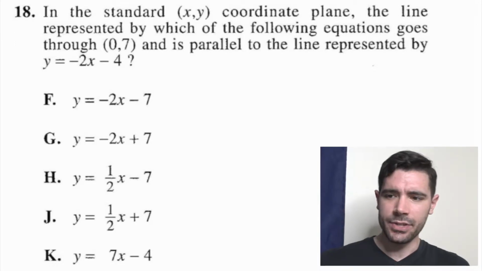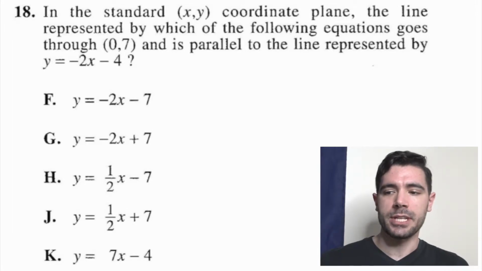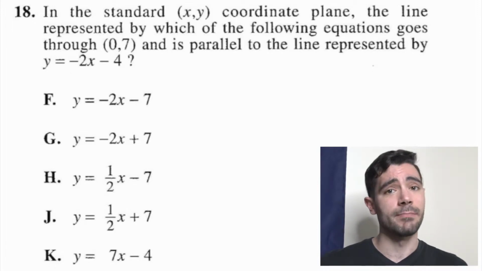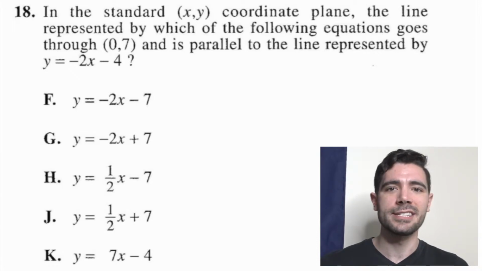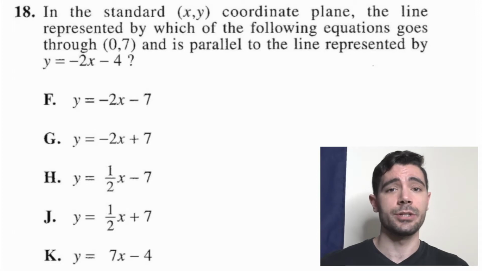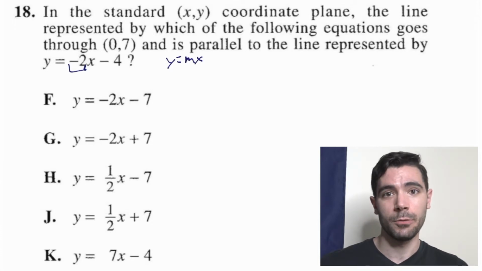It reads, in the standard XY coordinate plane, that is my favorite coordinate plane, the line represented by which of the following equations goes through (0, 7) and is parallel to the line represented by y equals negative 2x minus 4? Alright, talking about parallel lines. What do parallel lines have in common? Slope, right? That's how they do that fancy trick where they never intersect. So we want a line that has a slope of negative 2, because we got this line in y equals mx plus b form, m being the slope, negative 2.